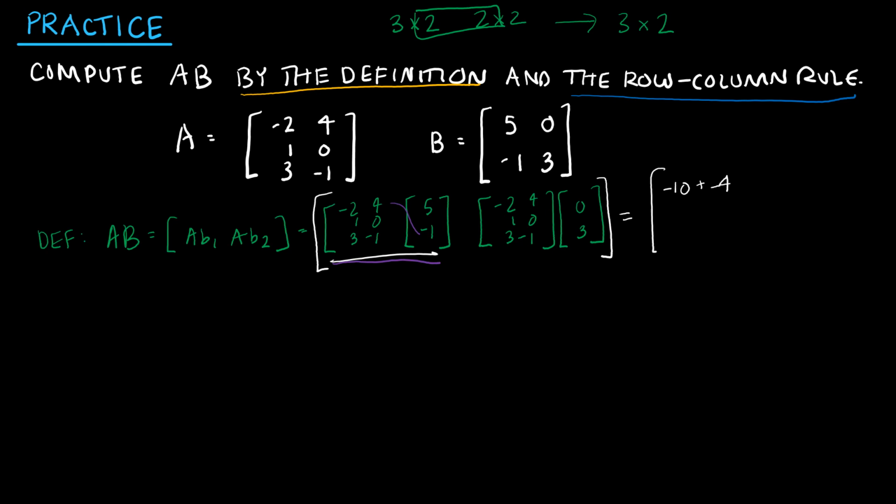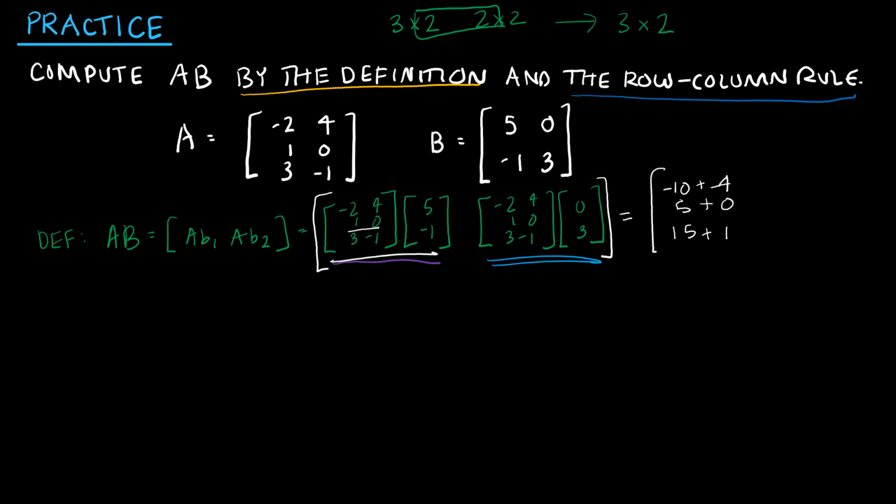And then next, whoops. Next row would be 1 times 5, and 0 times, well, anything is 0. And then 3 times 5 is 15. Negative 1 times negative 1 is positive 1. So that is my first column. I'm going to put those back so it doesn't get confusing. And then I'll just use blue for the next one.